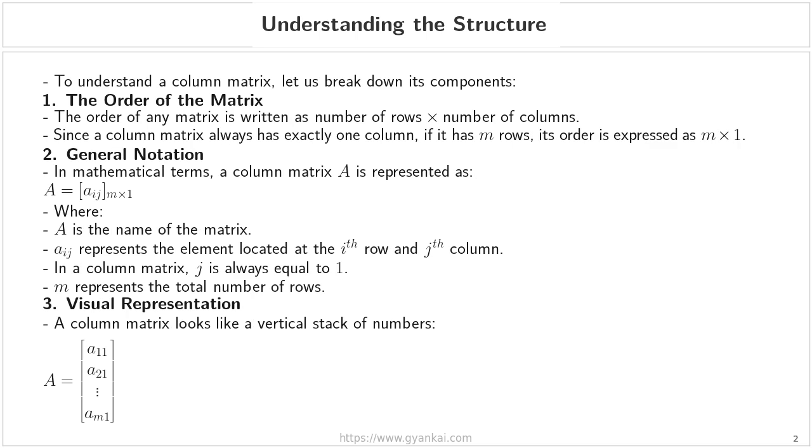Finally, let's consider the visual representation. A column matrix appears as a vertical stack of numbers. If we were to write this out, matrix A would show elements a sub 1 1, a sub 2 1, and continuing down to a sub m1. Notice how the second index remains 1 throughout, while the first index changes to indicate which row the element belongs to.